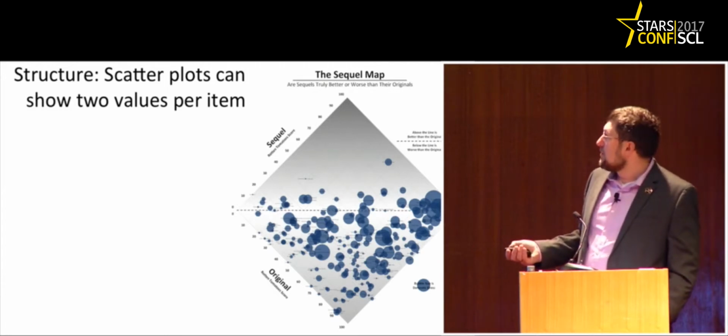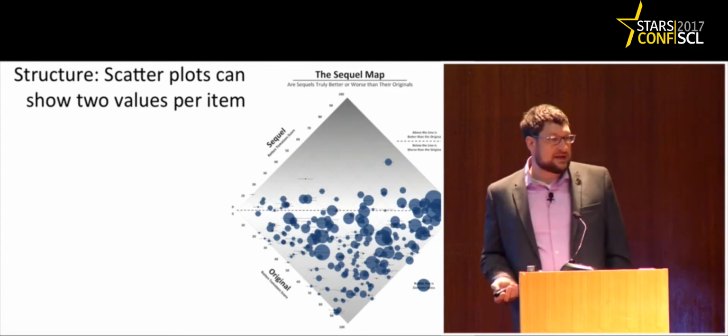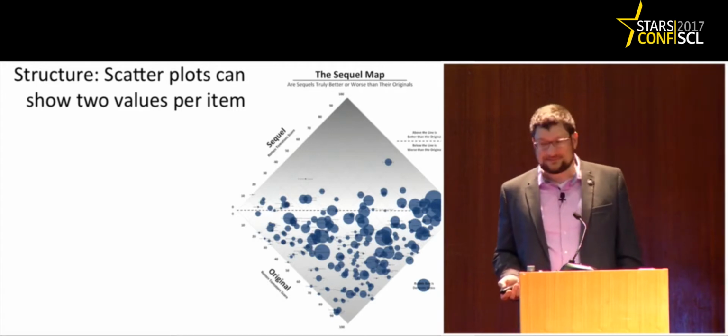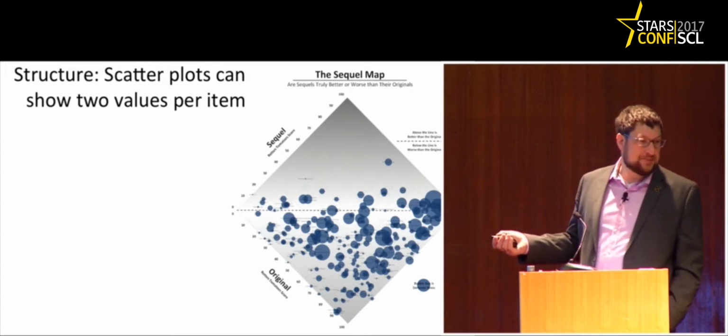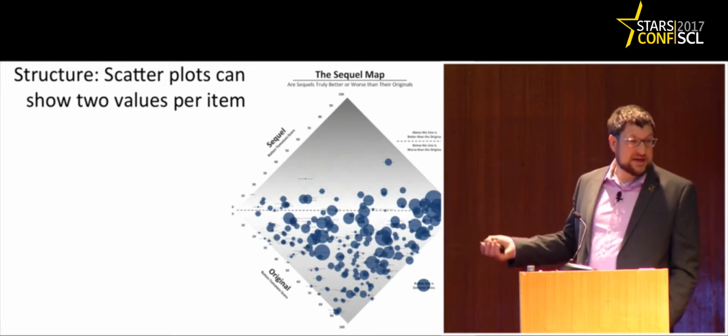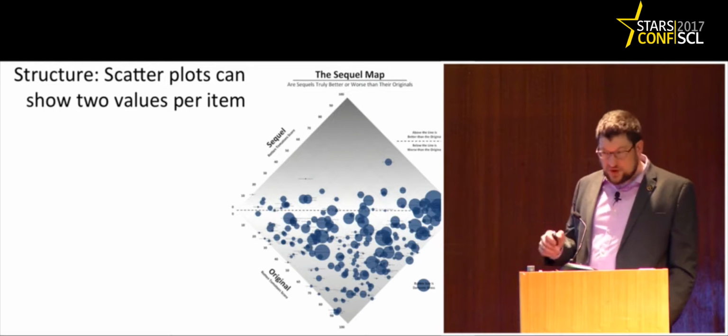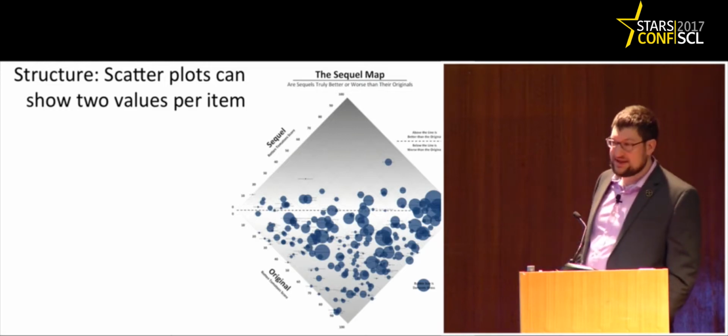By the way, one more data point on these. The size of the bubble is how much money the sequel made. So already we have 3 different data points that we're showing very easily here in the scatter plot. We'll talk more about fancy scatter plots in a minute.